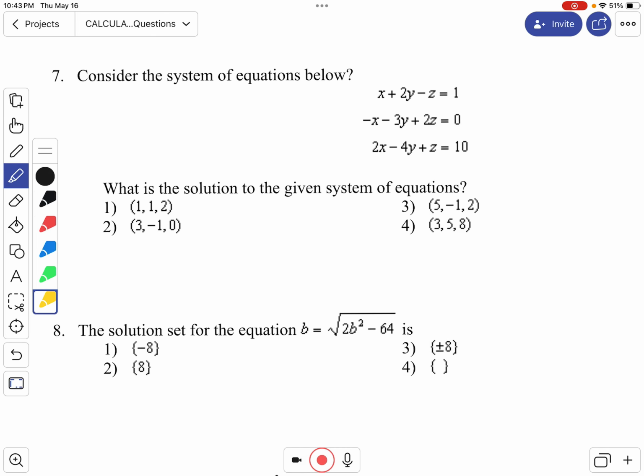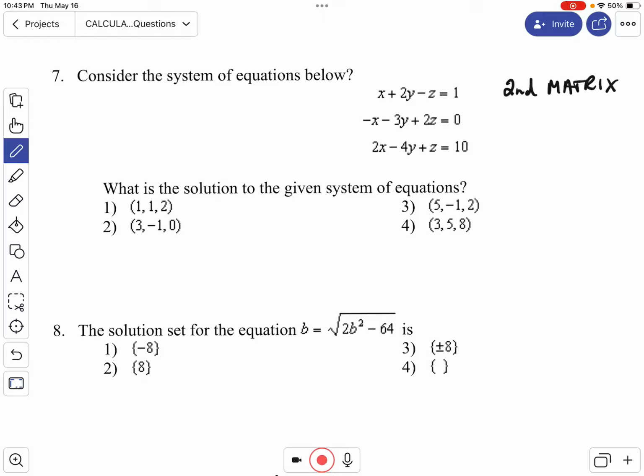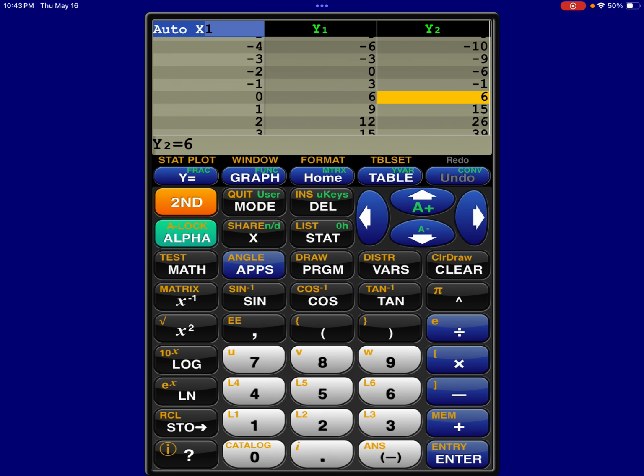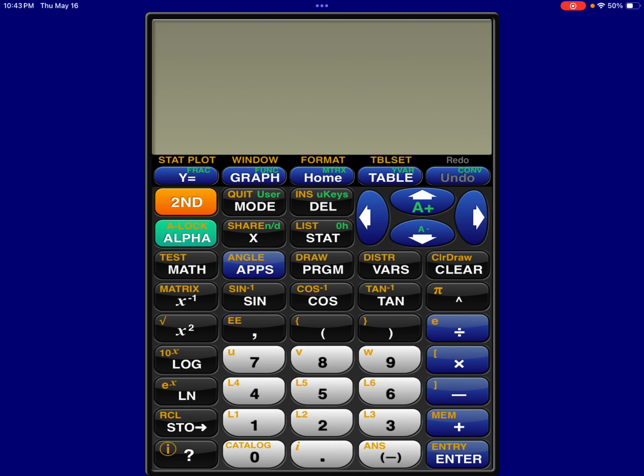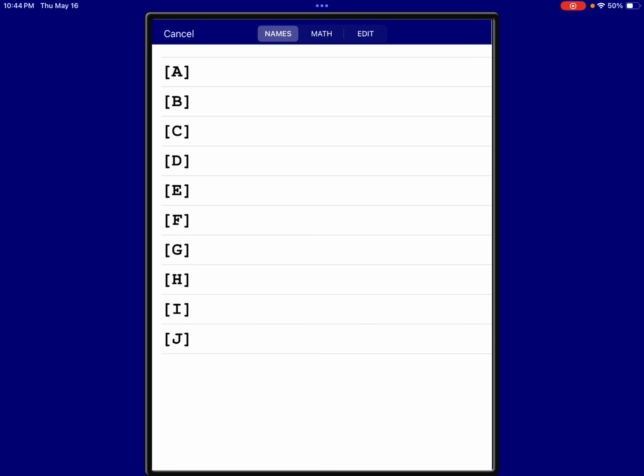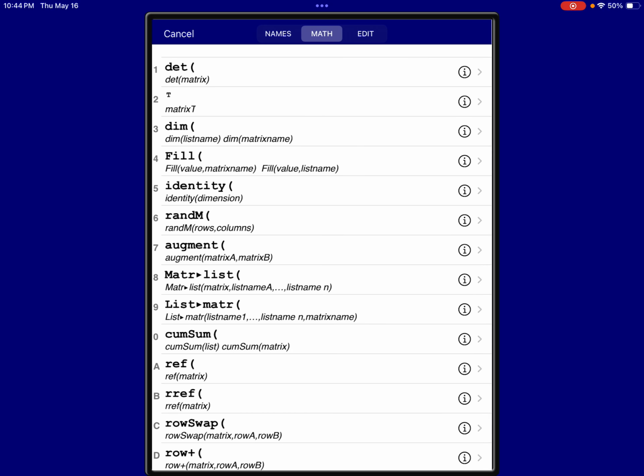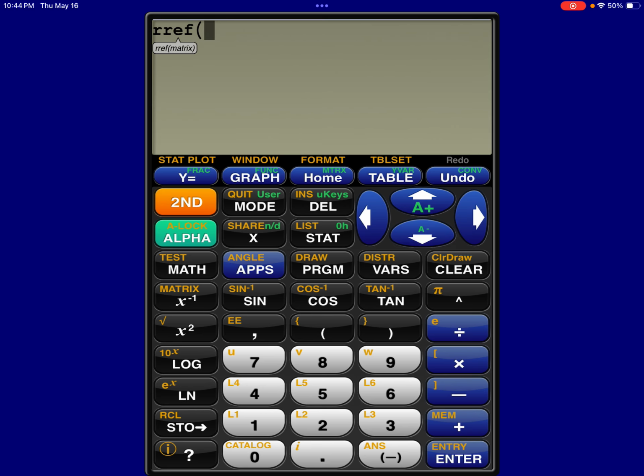The next question is a system, again, with 3 variables. So in this case, we are going to use our matrix. The buttons to do this are going to be second matrix. And once we do second matrix, we're going to scroll over to math and we're looking for RREF. So let's go ahead and do that now. Okay, so second matrix. If you scroll over to the right, you'll see math, and you're scrolling all the way down till you see RREF.